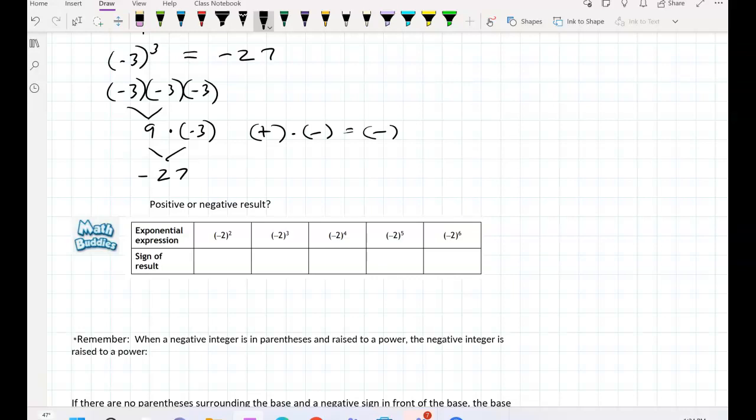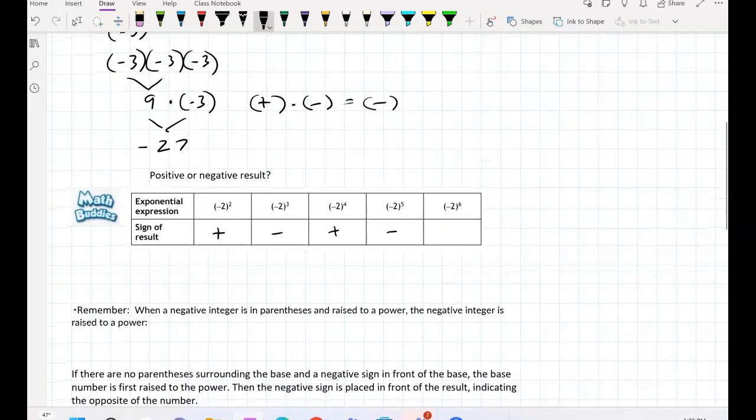All right. Well, you should have determined that negative 2 times negative 2 would be a positive result. Negative 2 to the third power, that would be 3 negatives multiplied together, which will give you a negative. Negative 2 to the fourth power would be 4 negatives multiplied together, and that would give us a positive result. Negative 2 to the fifth power would give you a negative result. And negative 2 to the sixth power would give you a positive result.